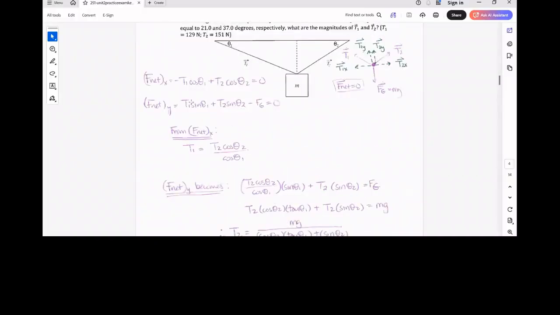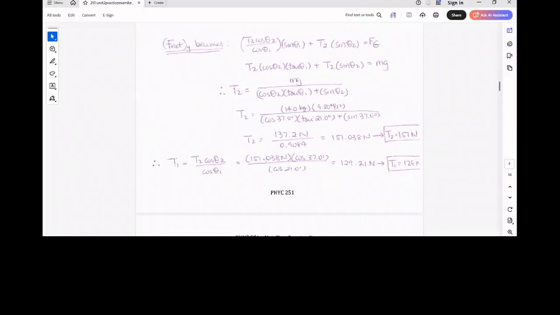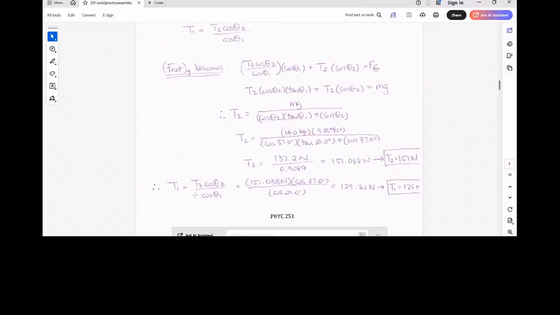At this point, we could start over and solve the F net x for T2. We could plug that into F net y. We don't need to do that though, because we have a nice simple, concise expression for T1 in terms of T2, which we just calculated and our two angles. So I'll go back to that F net x expression, plug in our calculated but unrounded T2 value. And what I find is that T1 is 129 newtons. The scan kind of chopped off the capital N here, but that is our final answer for number 4.